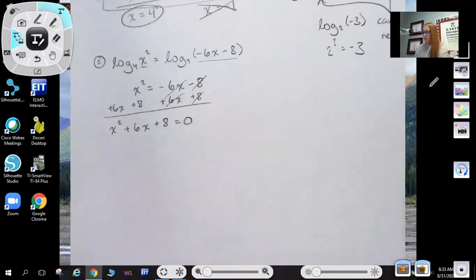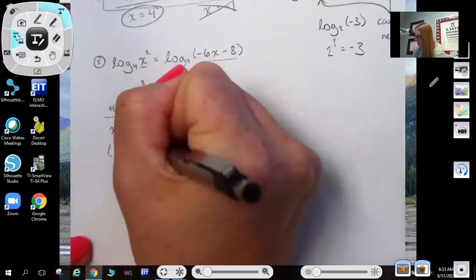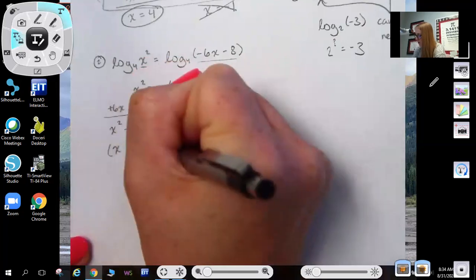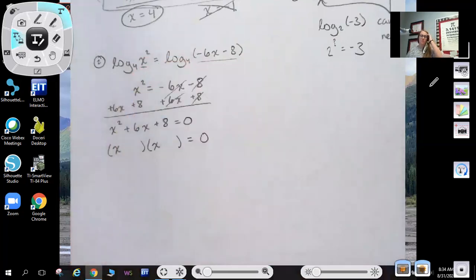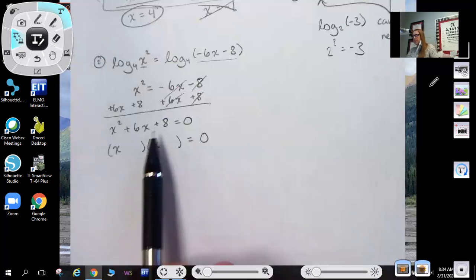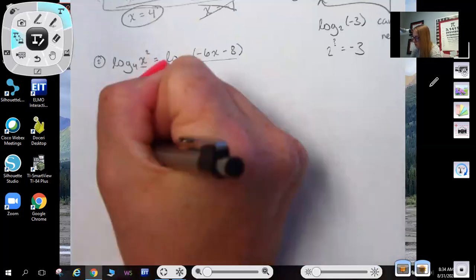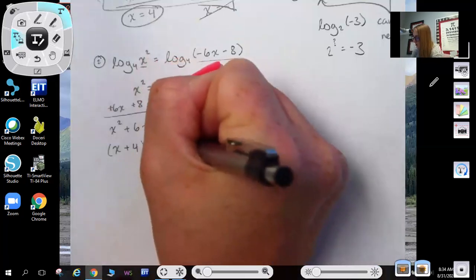Okay, now we can factor. So we factor into two sets of parentheses. We know that x goes at the front of both of those sets of parentheses. Then we're looking for numbers that multiply to be positive 8 and add to be positive 6. 4 and 2. So plus 4, plus 2.